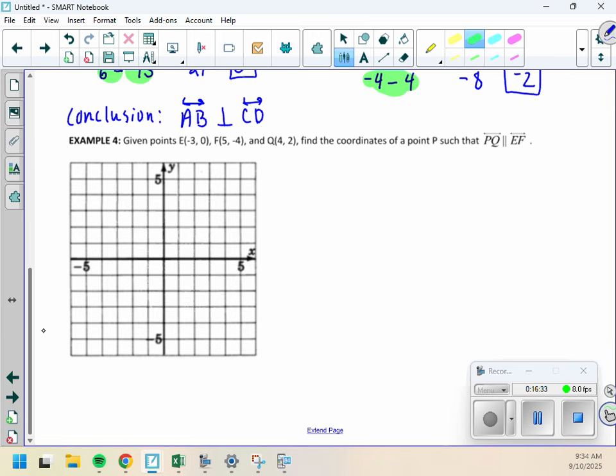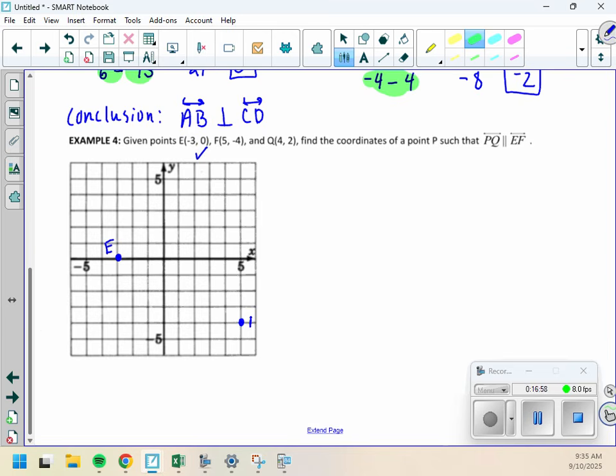Check, that one's done. Point F is at 5, -4. 1, 2, 3, 4, 5. 1, 2, 3, 4. This is point F. And then point Q is at 4, 2. So 1, 2, 3, 4, 1, 2. This point right here is 4, 2.